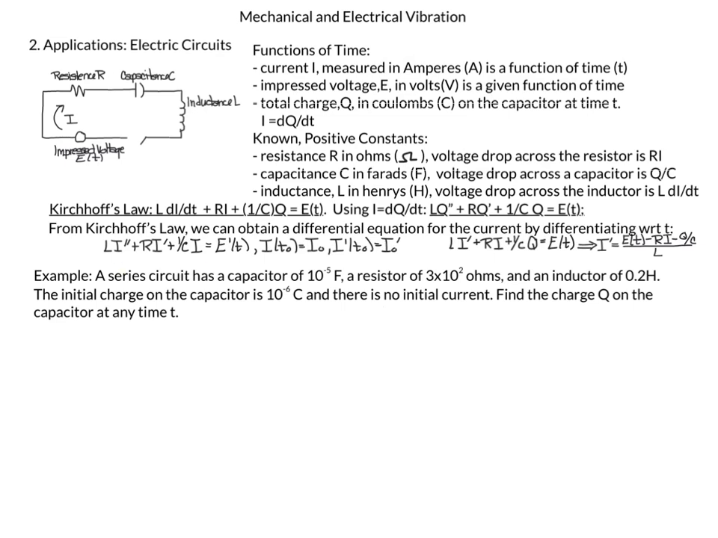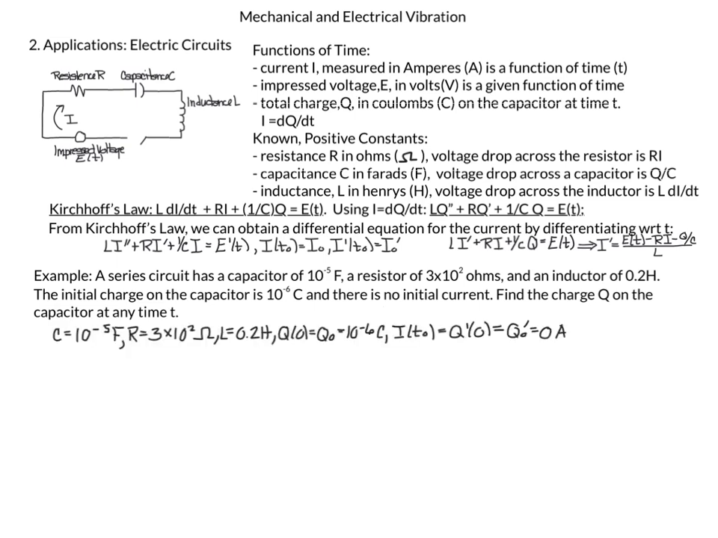A series circuit has a capacitor of 10 to the minus 5 farads, a resistor of 3 times 10 to the 2 ohms, and an inductor of 0.2 henries. The initial charge on the capacitor is 10 to the minus 6 coulombs, and there is no initial current. Find the charge Q on the capacitor at any time t.